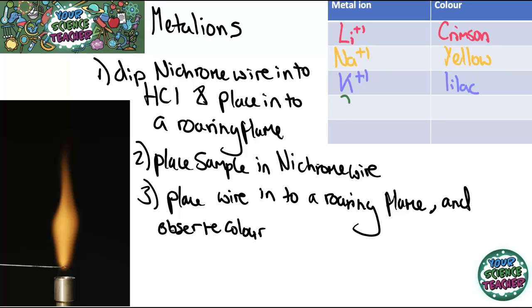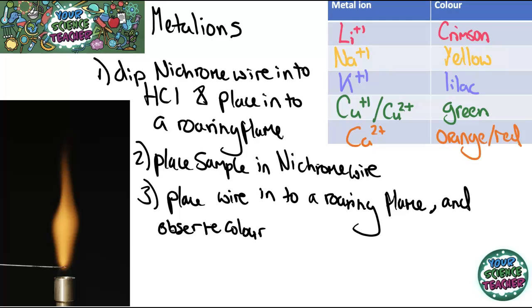After that we have copper, which produces a green flame, and that could be copper 1 or copper 2 plus. And then finally we have calcium, which produces an orange-red flame. You'd get the mark if you put a brick red flame, that's fine as well. But I would use these because these are the ones that are published on the AQA specification. So these are the words that I would use for each flame test.